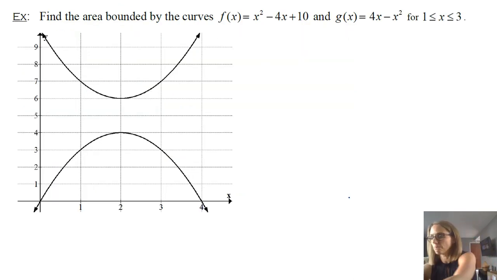So let's take a look at an example. Find the area bounded by the curves f of x equals x squared minus 4x plus 10, and g of x equals 4x minus x squared, from 1 to 3. So what I would probably do to start this is I would show what my area is. So from 1 to 3, I would do this.